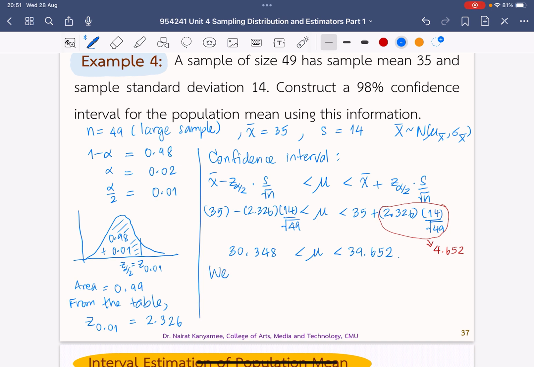Now we interpret this. We are 98% confident that the population mean mu lies within the interval 30.348 and 39.652. That's it. This is the second case, and I think we should stop here and we will continue with case 3 in class.